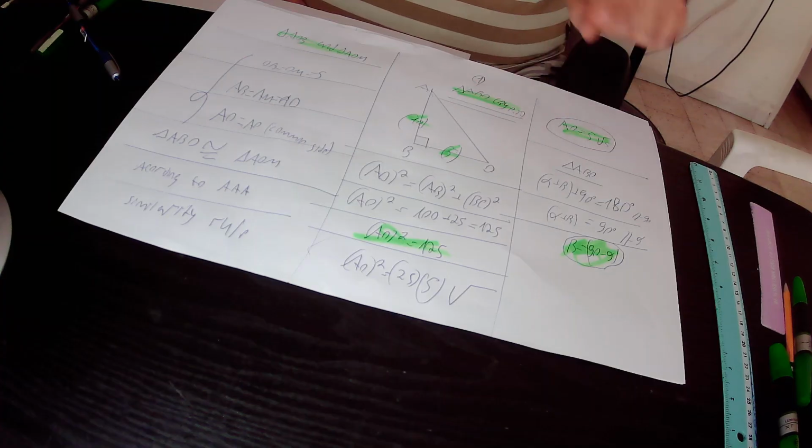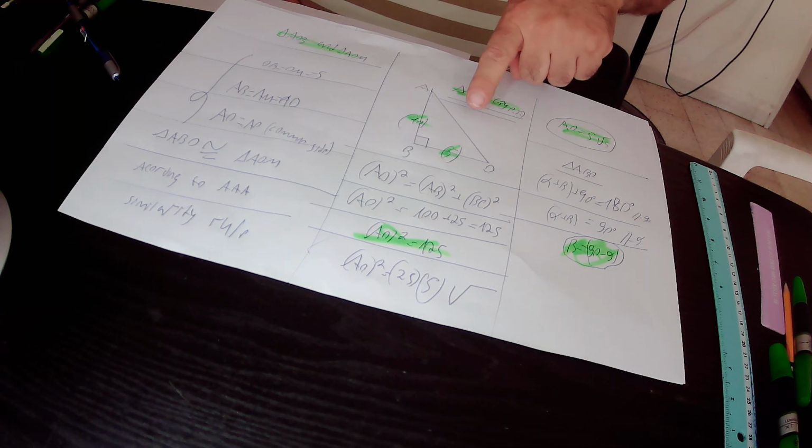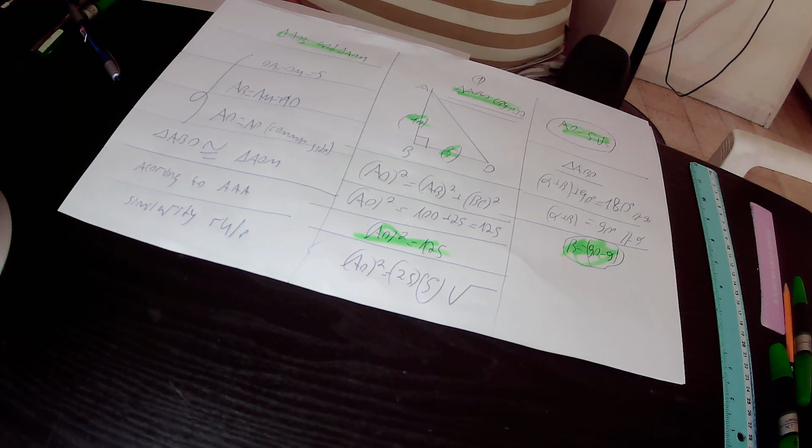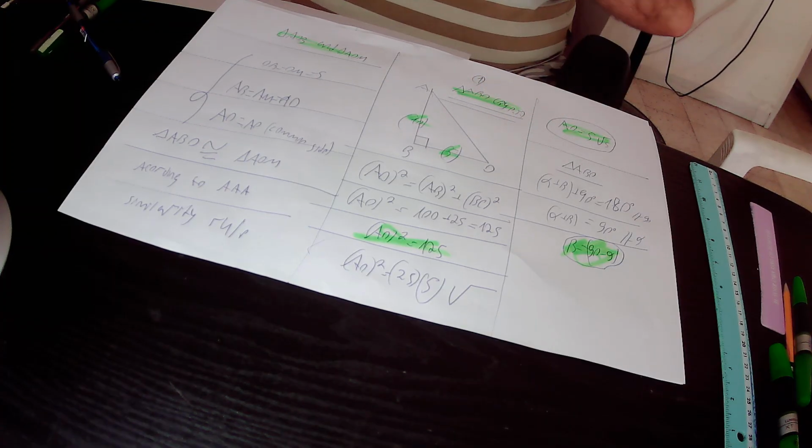AO is the missing side, so leave it as it is, and it is equal to AB squared. AB is 10, therefore AB squared is 10 squared, that is 100, plus BO squared. BO is 5, therefore BO squared is 5 squared, that is 25. So in total, AO squared equals 100 plus 25, that is 125. AO squared equals 125.